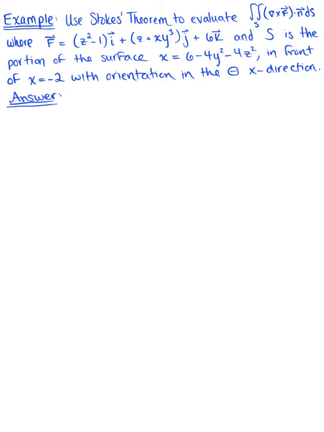Use Stokes' Theorem to evaluate the surface integral, where we have a vector field defined as (z squared minus 1) i hat plus (z plus xy cubed) j hat plus 6k hat, and S is the portion of the surface x equals 6 minus 4y squared minus 4z squared, in front of x equals negative 2, with orientation in the negative x direction. So, what is going on?